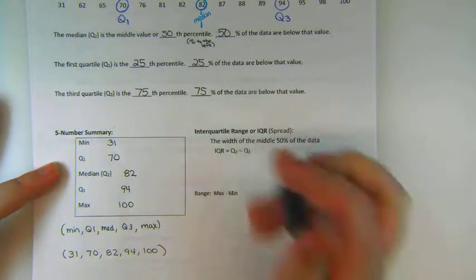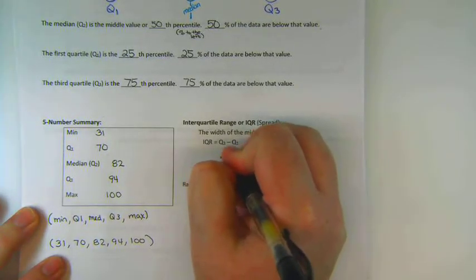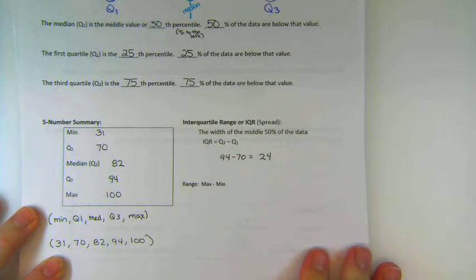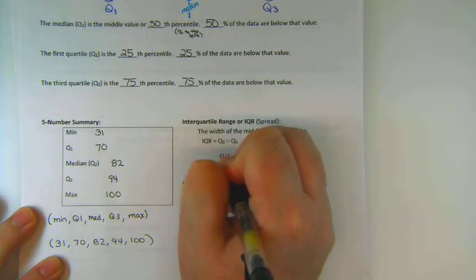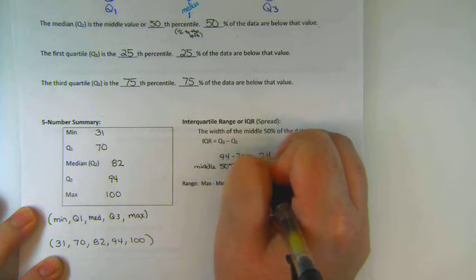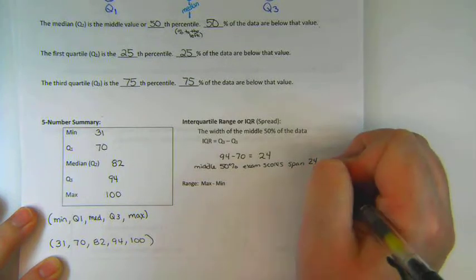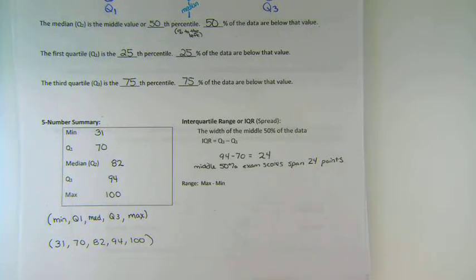For the interquartile range, you take Q3 minus Q1, because again, we're trying to find this distance here. So you want to take this larger value minus this smaller value. For us, we would take 94 minus 70, which is 24. And what this tells us is that the middle 50% of exam scores span 24 points on the exam. So there's this range of 24 points across that main part of our exam scores.